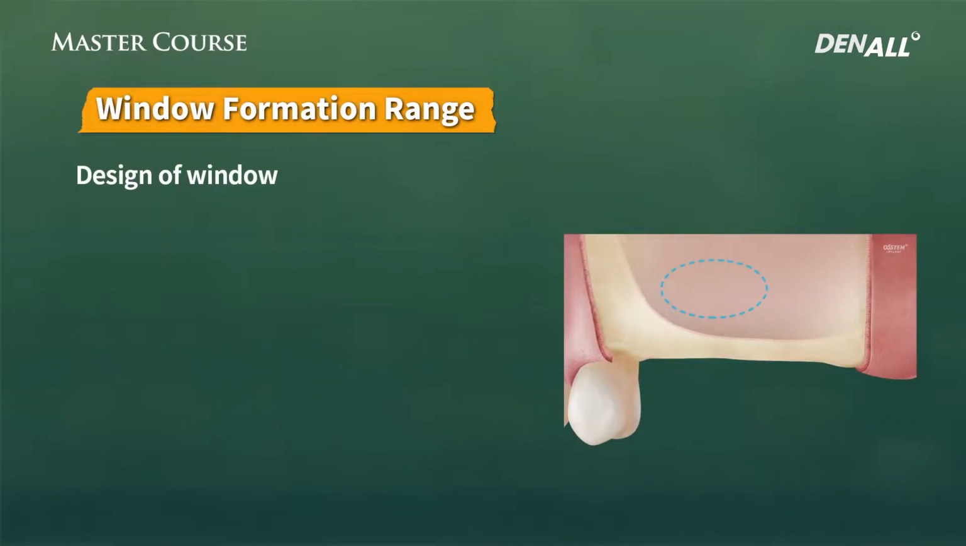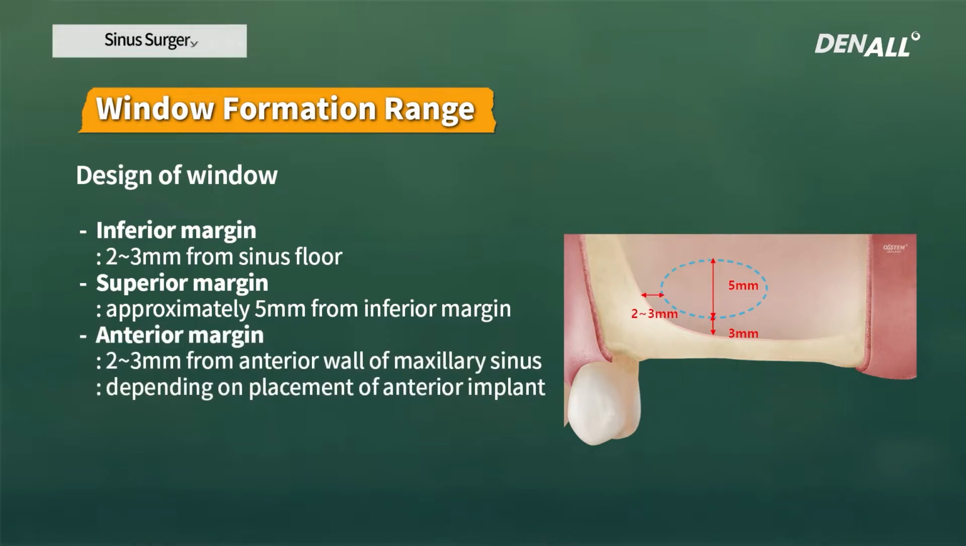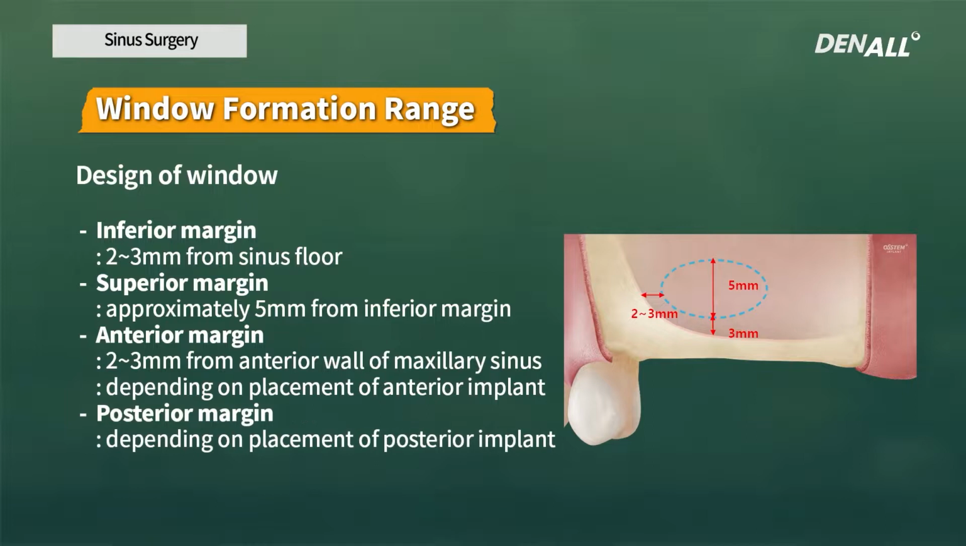Designing the window. For the inferior margin, it needs to be 2 to 3 millimeter away from the sinus floor, and for the superior margin, you need to secure 5 millimeter. So approximately 5 millimeter from the inferior margin, you need to do that. For the anterior margin, it needs to be 2 to 3 millimeter away from the anterior wall, and for the posterior margin, you need to decide depending on the placement of the posterior implant. The posterior margin doesn't need to be long because you get good elevation. Therefore, it shouldn't be very big.